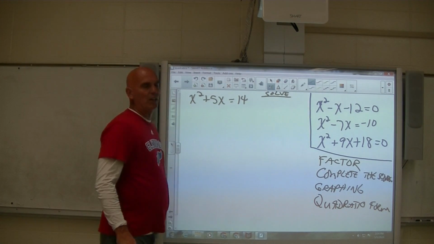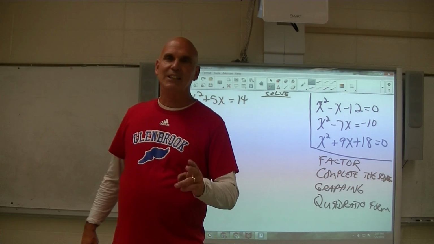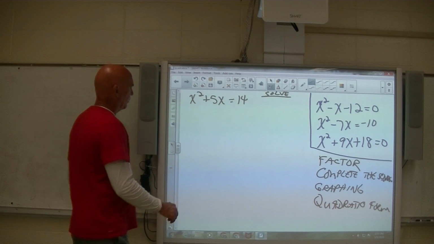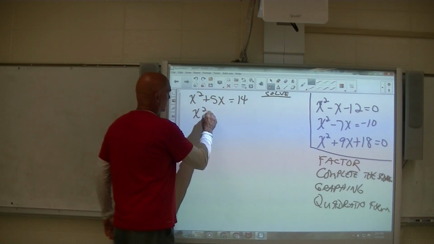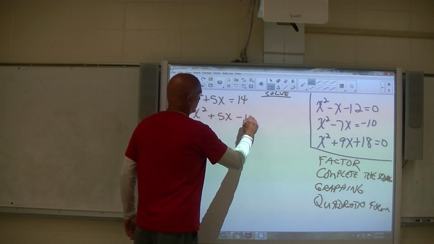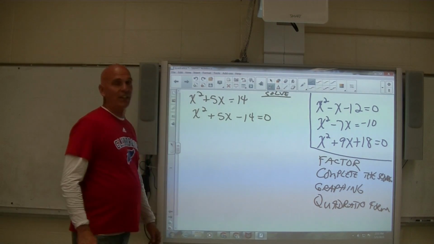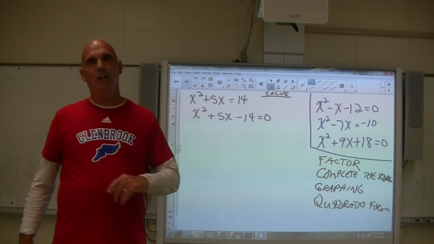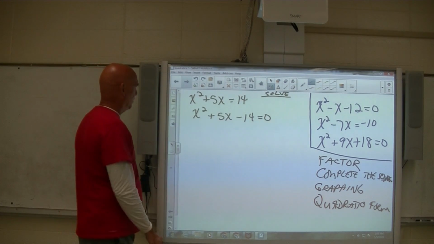So no matter whatever method I'm using, I got to get it in standard form first. See that 14? We got to get it over here on the left side first. Subtract 14 from both sides, and we get x squared plus 5x minus 14 equals 0. All right, so now it's in standard form, and now I can factor it, and I'm going to graph it, and I'm going to solve by completing the square, and solve by the quadratic formula, all those different methods, right?